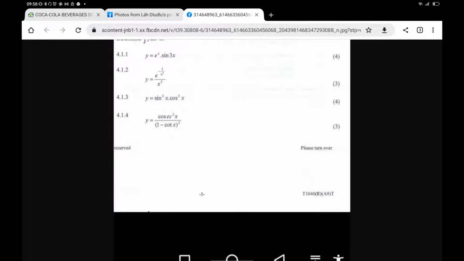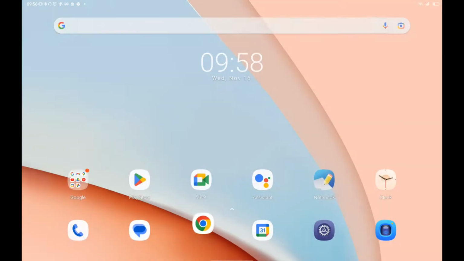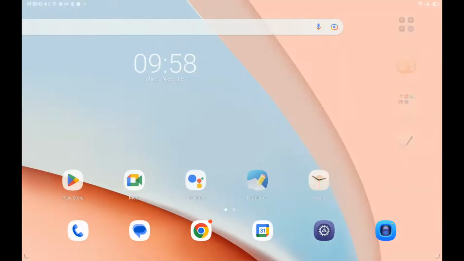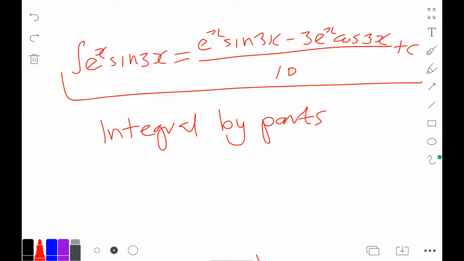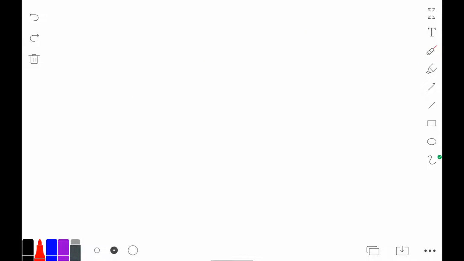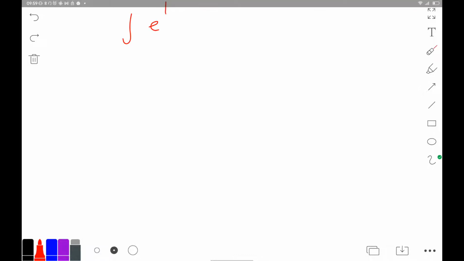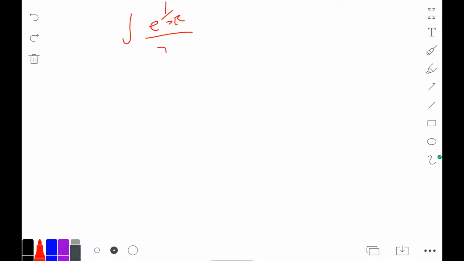So let's begin with it now. Let's go to our board. Where is our board? We want our board. All right. So now I'm going to clear everything. The question we have is a very simple question. Don't be surprised. So here, when we integrate e to the power 1 over x squared over x cubed, we are going to use a substitution.